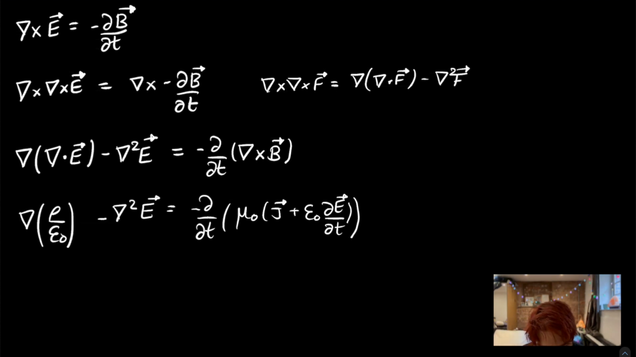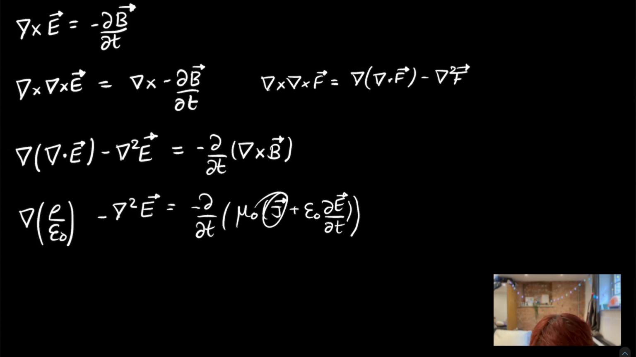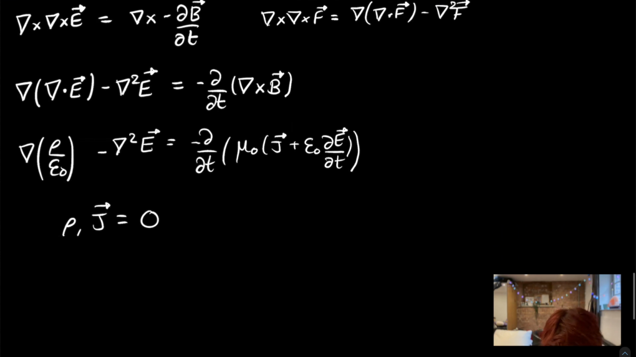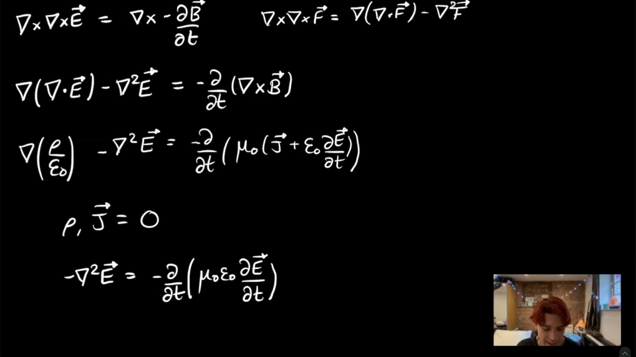Now, what happens in a vacuum? Well, like I said, in a vacuum, we don't have any free charge. There is zero charge density in space at all. And we also have zero current, so this J is going to be 0. So both rho and J are going to be equal to 0 in this case. And therefore two of these terms are going to disappear, and what we're left with is this right here.